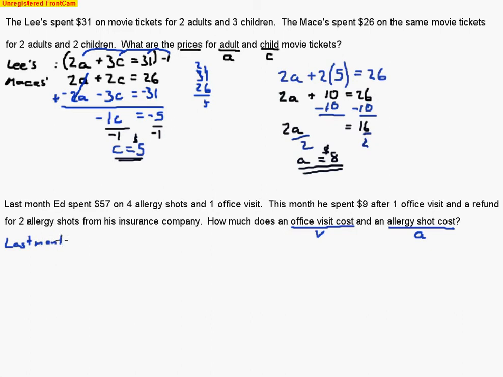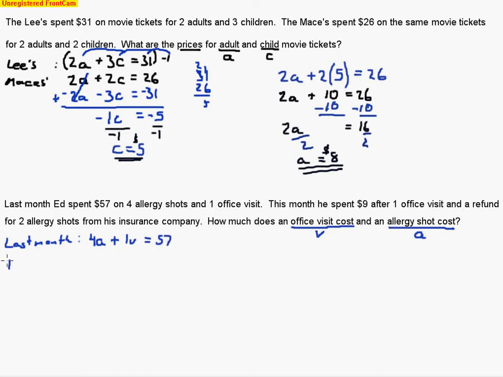And so Ed spent $57, so that's a value, on 4 allergy shots. We don't know how much the allergy shots cost, but we know we got 4 of them. So the value for that would be 4 times A. Now he also had 1 office visit, so we can write 1V. And this all equals $57.